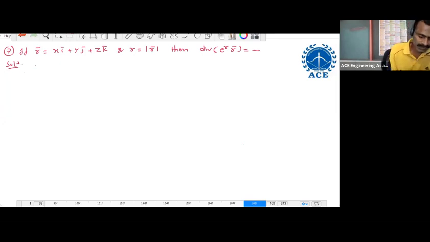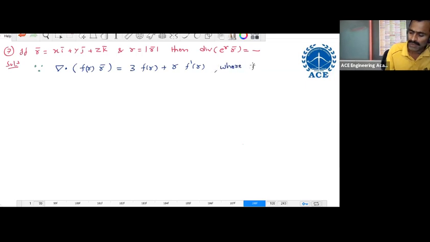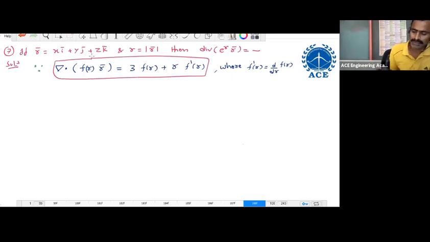Now first write the formula. The formula is del dot any function of r into r bar equals 3 into f of r plus r into f dash of r, where f dash of r is d by dr of f of r. This is the divergence of any function of r into r bar.